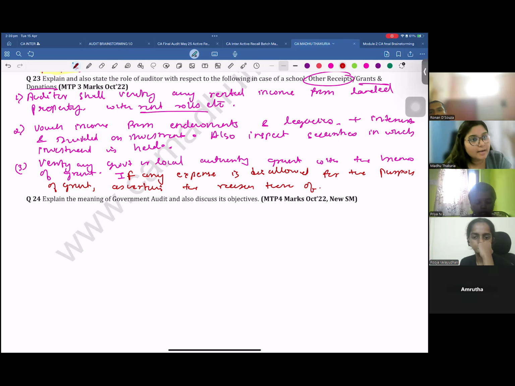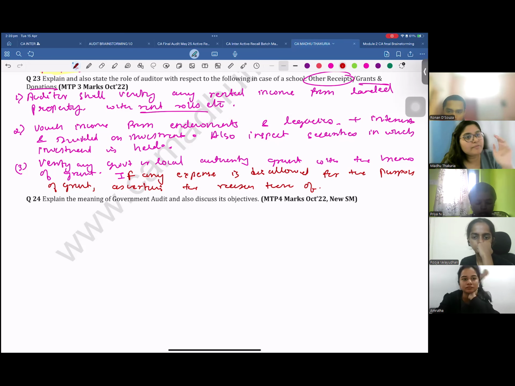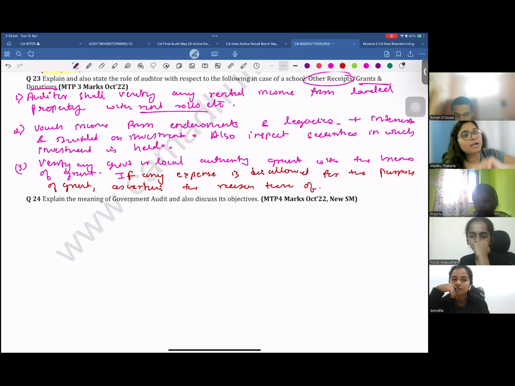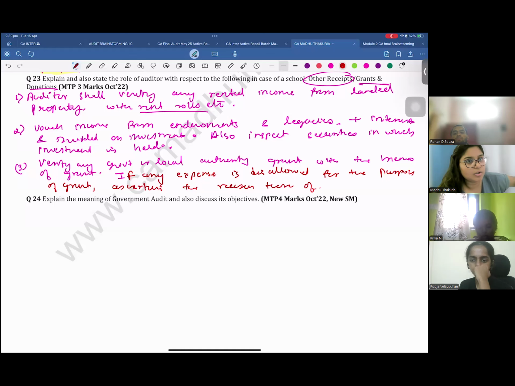Or sometimes there is a grant which is for a specific purpose, that I am giving you the grant only to buy this machinery, not for the general use of any business. For example, in case of a school, you gave the grant only to build the school. Or if this is a primary school, you have given them 10 crore rupees to build a secondary school. So you don't utilize that money for the regular conduct of the school. Yes. So if there is any expense that is disallowed for the purpose of grant, please ascertain the reason thereof. Clear?